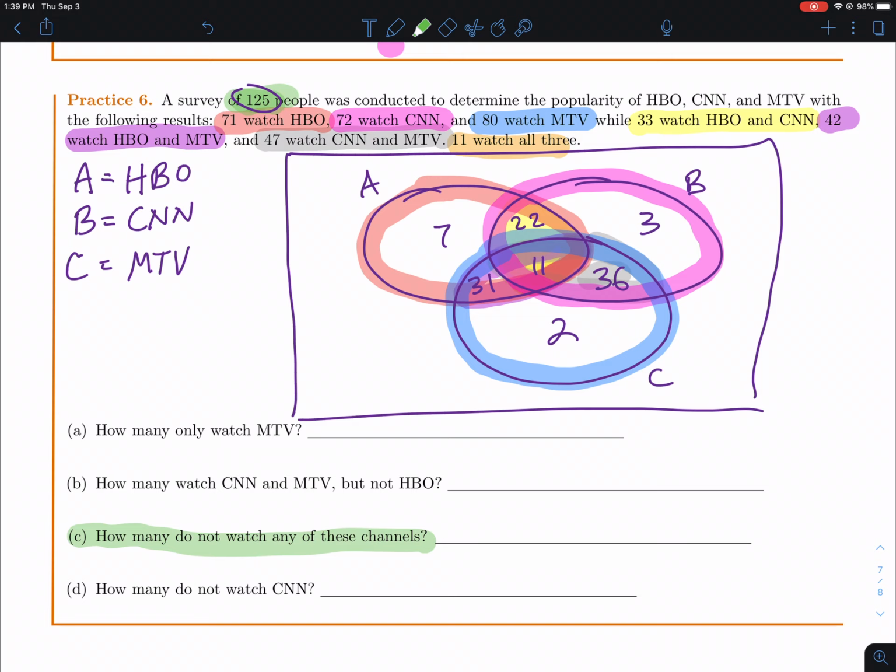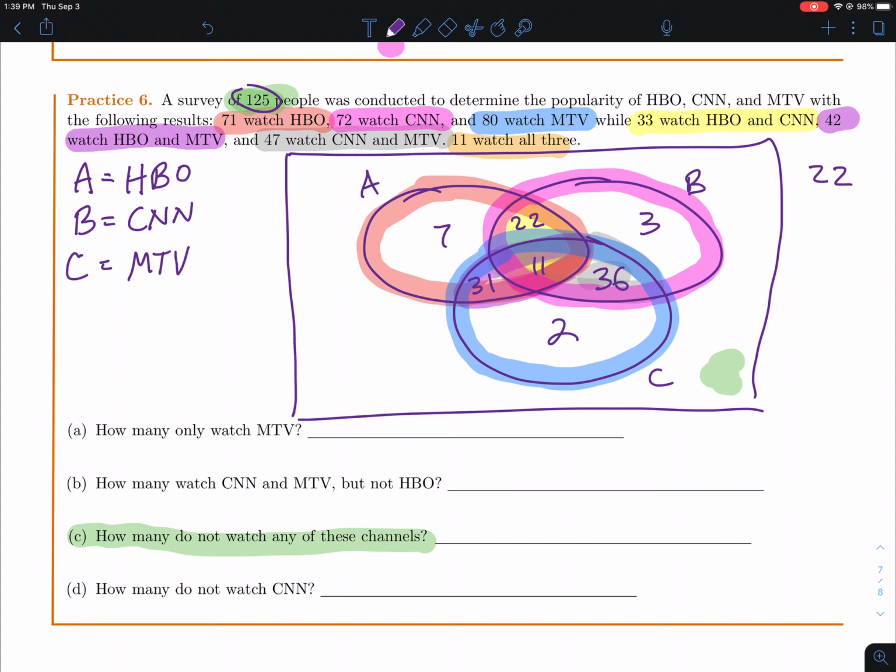So there could be people that live out in this universal region, out in here, that just don't watch any of those channels. So what we need to do is now go back in, add up all the numbers in the circles, and then figure out, if it's 125, then we're done, and that means there's 0 people on the outside. But if it's less than 125, then that means there's some people on the outside.